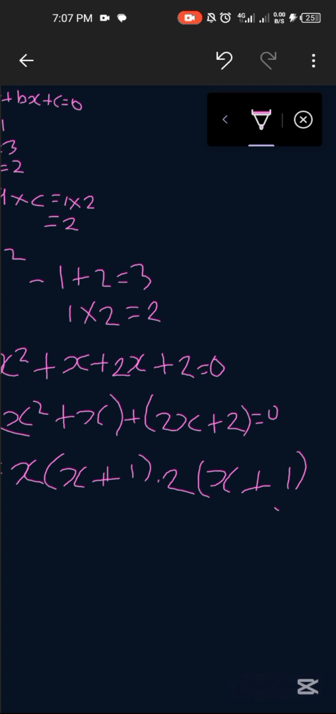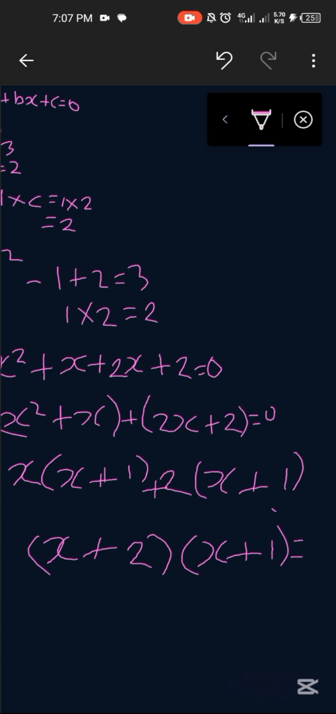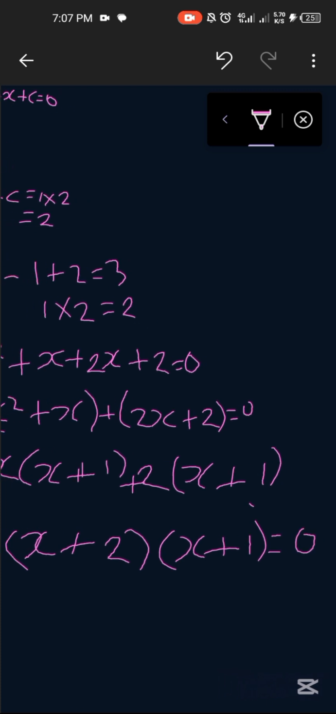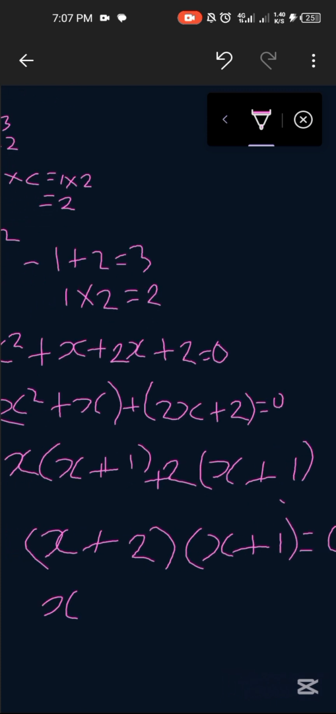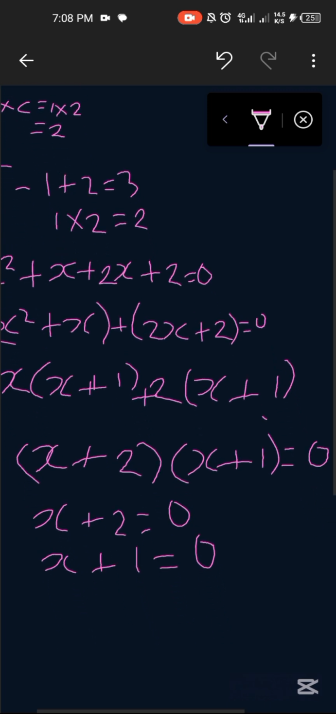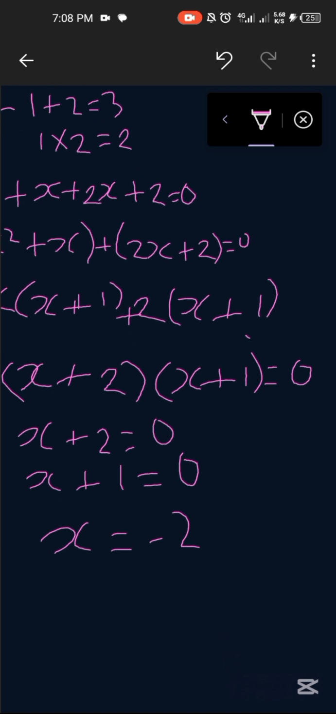So there's a positive sign close to this. Now this will give us x + 2, because we just have to take common terms, and x + 1 is equal to 0. So here we simply say x + 2 is equal to 0, or x + 1 is equal to 0. Therefore, x is equal to -2, or x is equal to -1. Hope you have understood.